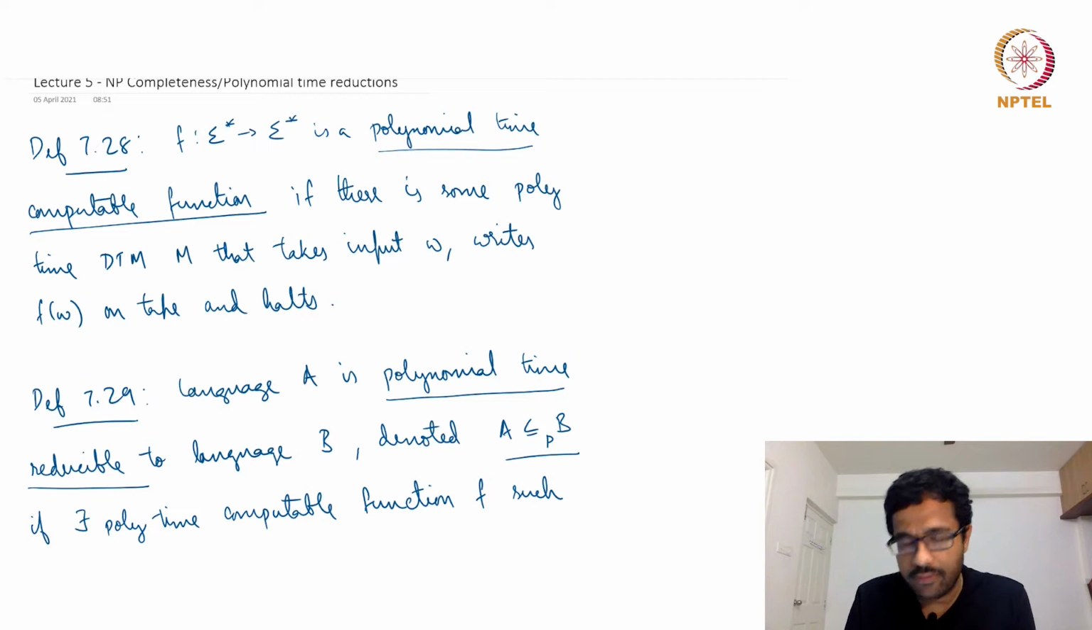A function f from sigma star to sigma star, any alphabet to any other alphabet or the same alphabet, is a polynomial time computable function if there is a Turing machine that, given w, computes f of w, writes f of w on the tape and halts. So it's a Turing machine that does not decide but rather computes a function. We say f is a polynomial time computable function if there is a deterministic Turing machine that runs in polynomial time and is capable of computing f.